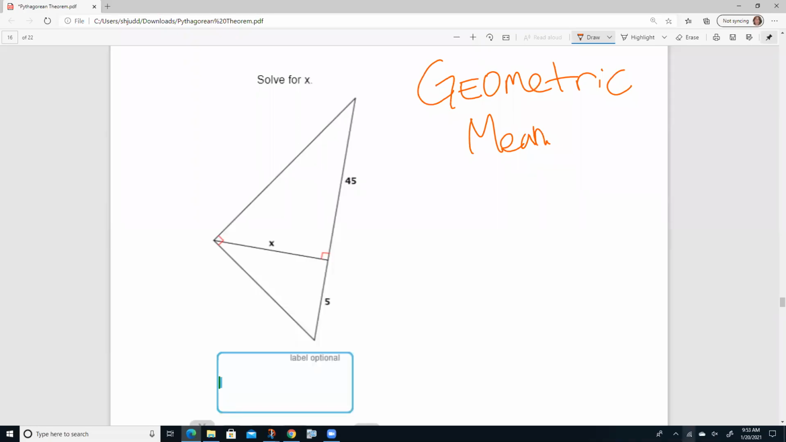Let's talk about the geometric mean. So the geometric mean of any two numbers, simply put, let's say if we wanted to find the geometric mean of A and B, would be equal to the square root of A times B.